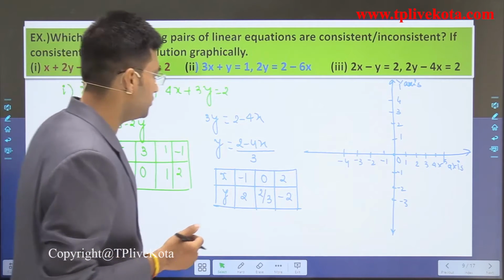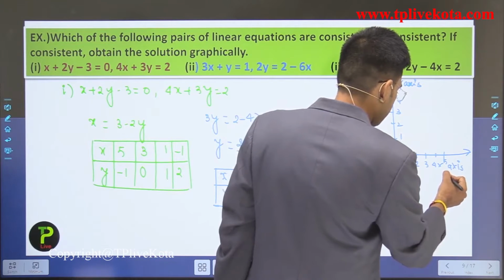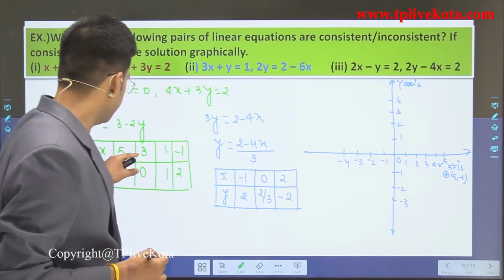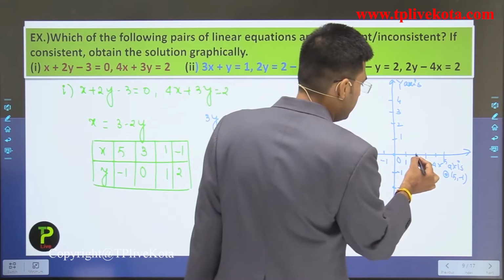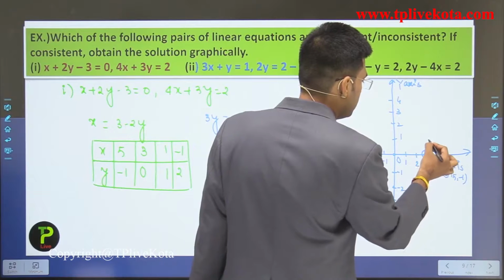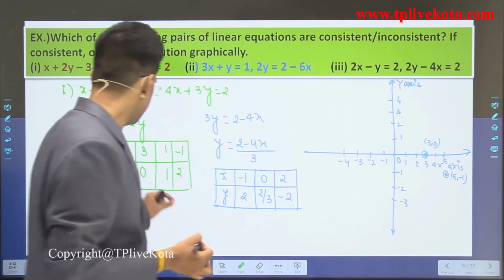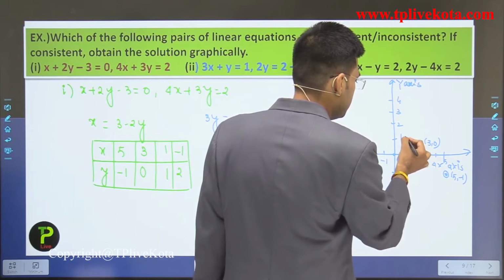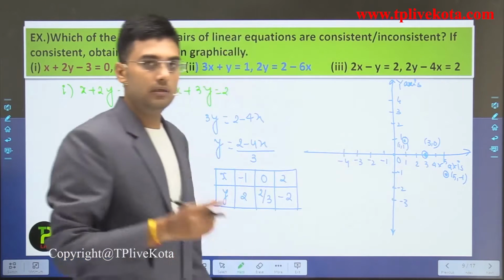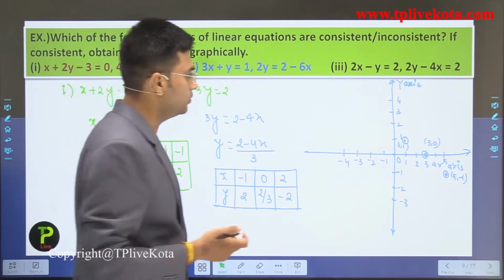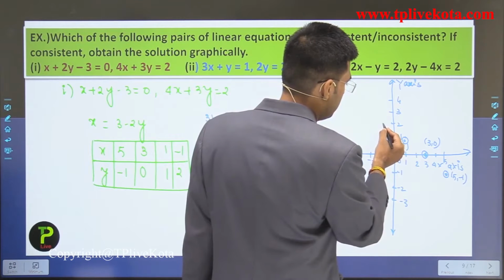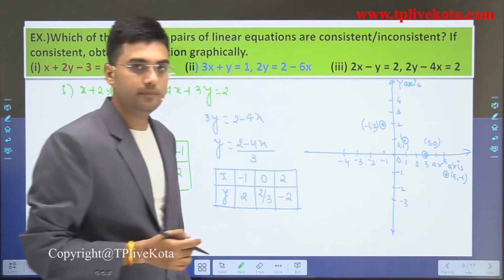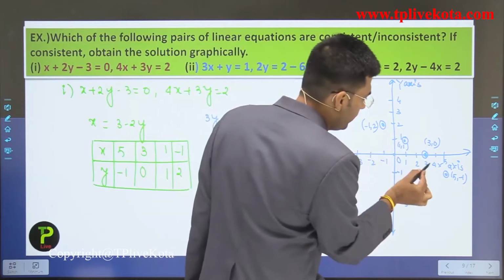Here 5 comma minus 1, this is 5 comma minus 1. Now, the second is 3 comma 0, this is 3 comma 0. Now, the next is 1 comma 1, this is 1 comma 1. Now, the next point is minus 1 comma 2, this is minus 1 comma 2. Clear? Now, let's join all these points.